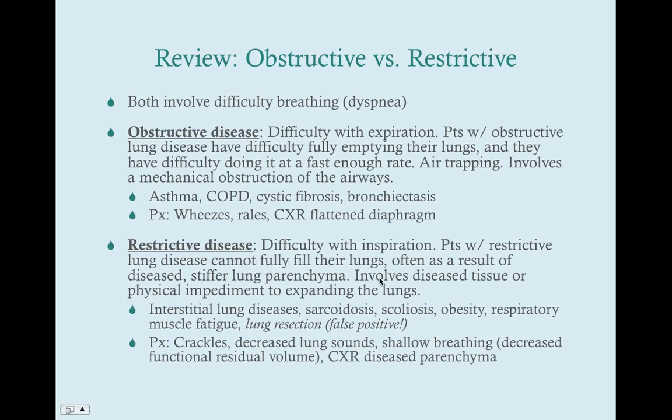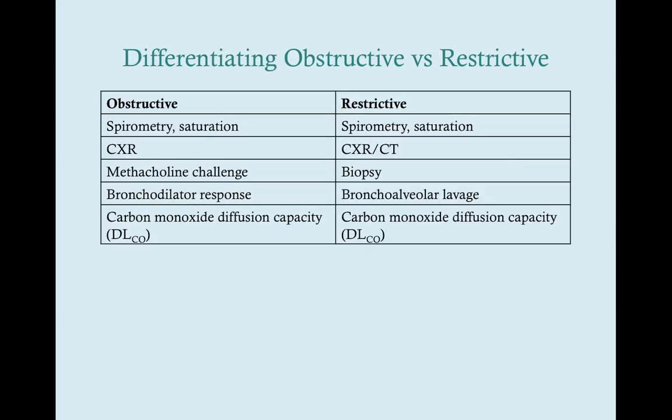Restrictive diseases are primarily parenchymal in nature. It's a disease of the tissue, stiffer lung parenchyma, or there's some kind of physical impediment or neuromuscular impediment. So interstitial lung diseases, fibrosis, sarcoidosis, scoliosis, obesity, respiratory muscle fatigue, or lung resection, like I just mentioned. The things you can see in that: crackles, decreased lung sounds, etc. We didn't talk about all of these, but these are some things you can use in differentiating obstructive versus restrictive.